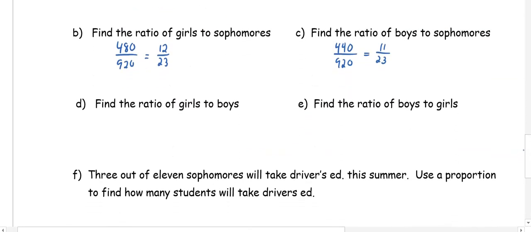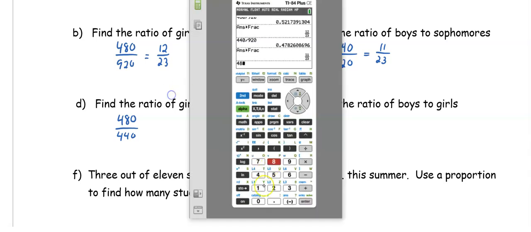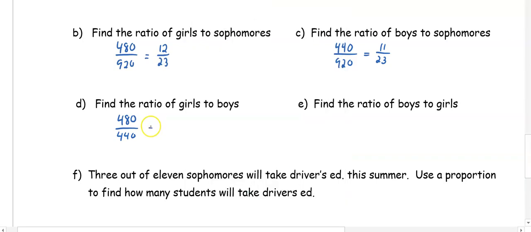In part D, we want to find the ratio of girls to boys. So there are 480 girls and 440 boys. So we can do 480 divided by 440, math, enter, enter. So we get 12 out of 11. If we want to do boys to girls, we can just flip our ratio. So this would be 11 to 12.